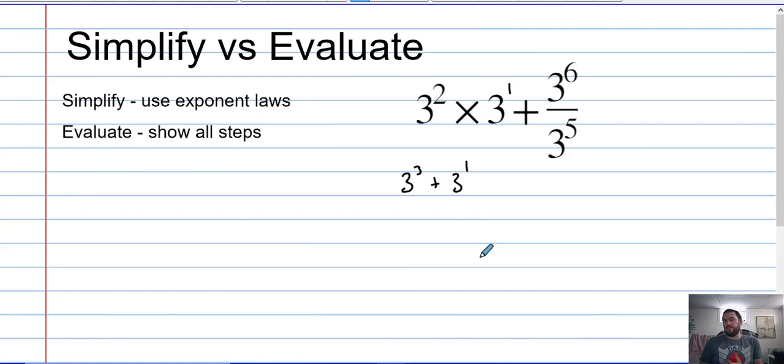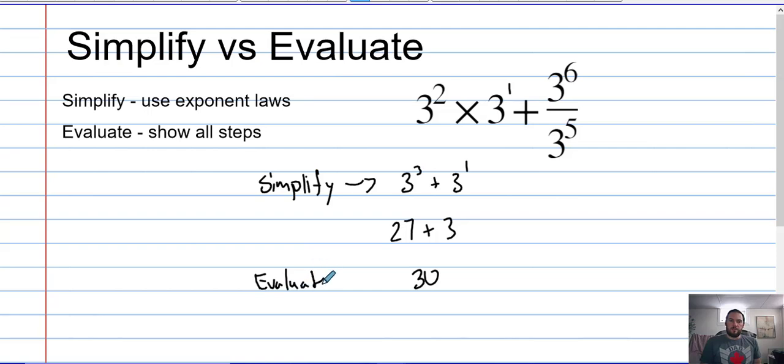So if the question says to simplify, I would stop here, because there is no rule that takes powers and adds them together nicely, so there's not much more we can do. But if I were to ask to evaluate, at this point we're actually taking these answers and plugging them into our calculator, or doing them in our heads. So 3 to the power 3, so 3 times 3 times 3 is 27, and then 3 to the power 1 is 3, and 27 plus 3 is 30, right? So to simplify, this is where we would stop. To evaluate, this is where we would stop. So hopefully we understand the difference and what a question might be asking us to do.